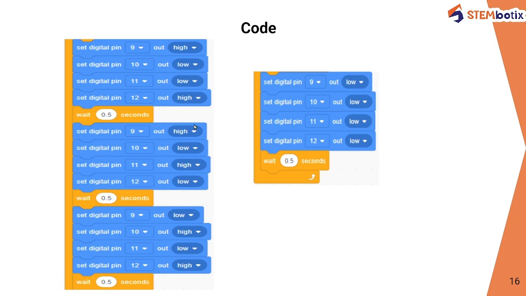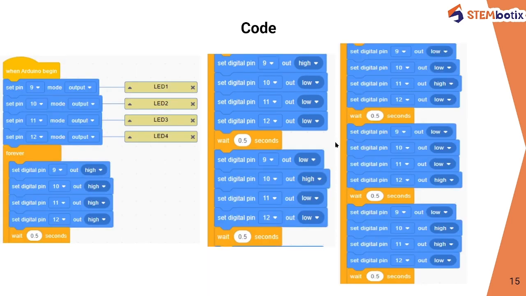After all these patterns of changing high and low, it's time for all the LEDs to turn off. So this is the last block in which we have made all four LEDs turn off using the low state of all the pins. So pin number 9 in low state, pin number 10 in low state, pin number 11 in low state, also pin number 12 in low state. Hence, in the last part all four LEDs are going to be in off state, and these whole blocks are connected in the forever block.